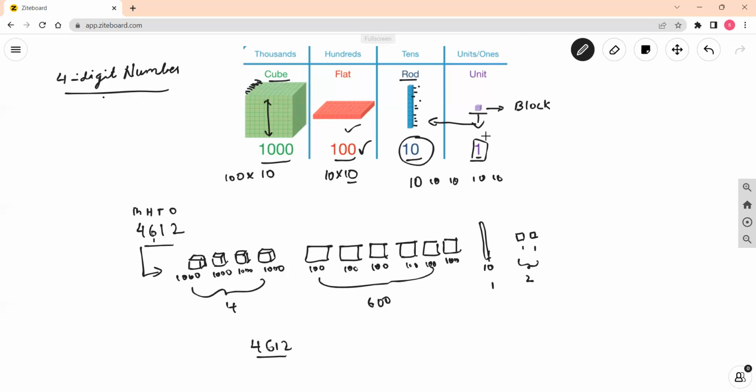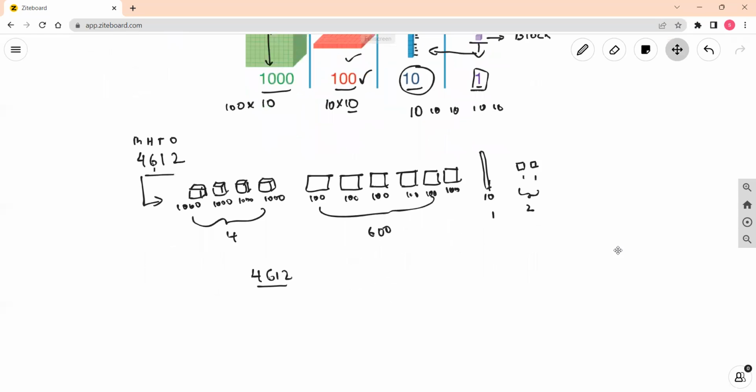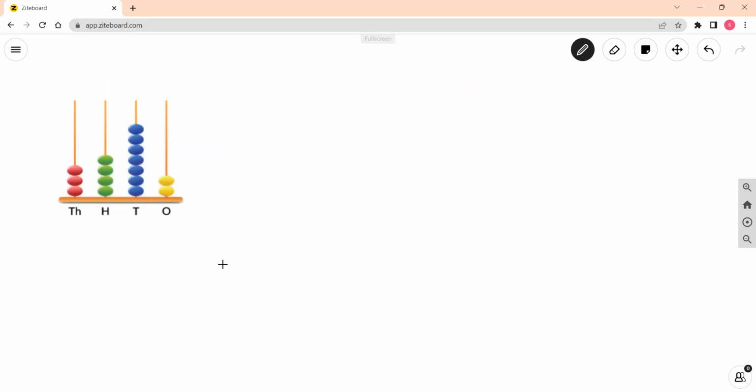Okay, now let's see how to represent a number on the abacus. So this is our abacus. So let's see what this is actually representing. Here, O is nothing but ones, T is nothing but tens, H is nothing but hundreds, and TH is nothing but thousands.